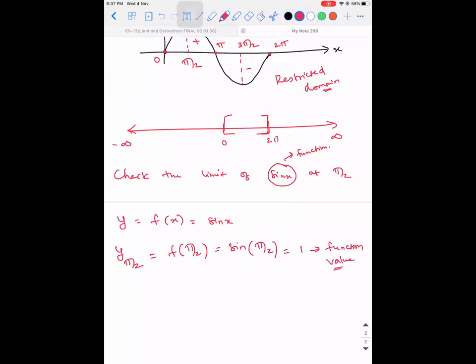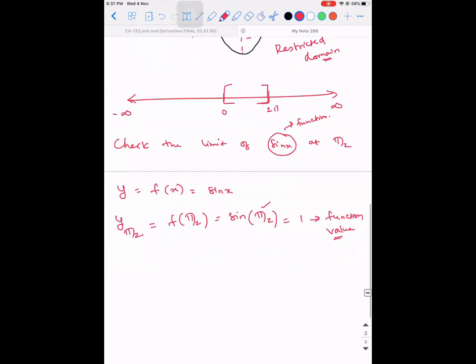The actual number that I have found is called the function value. Function value means, as the name itself suggests, the value of the function at which point? At x is equal to pi by 2. So I have found the value of the function at x is equal to pi by 2. Is it clear till this step? Guys, if you give confirmation, I can proceed. Or else I need to know which step again.